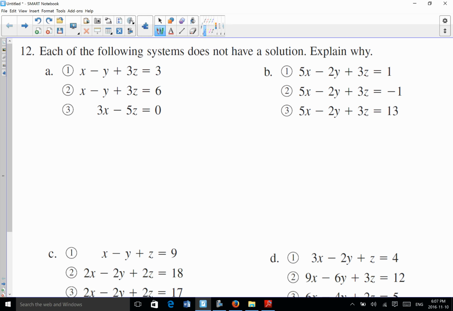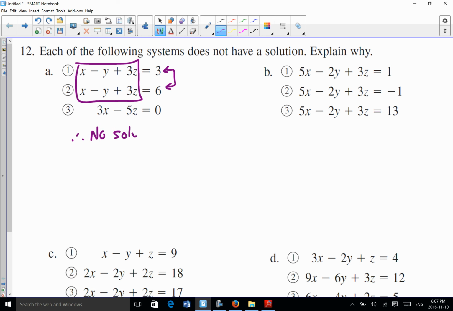So let's look at letter A. What do I notice about letter A? Well, right off the bat, I notice that these two planes have the same normals, but different scalars. So I have two parallel planes being cut by a third. So no solutions possible. No solutions.